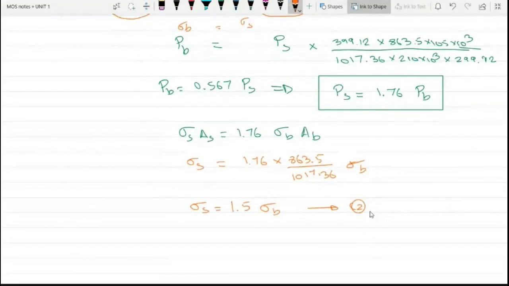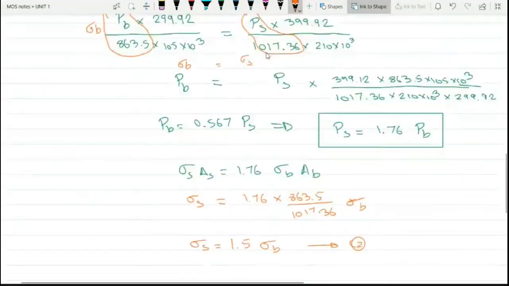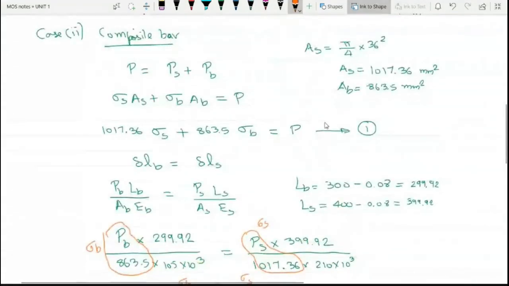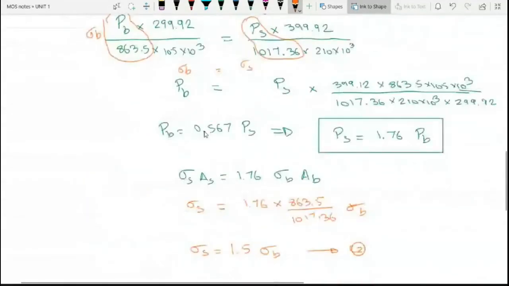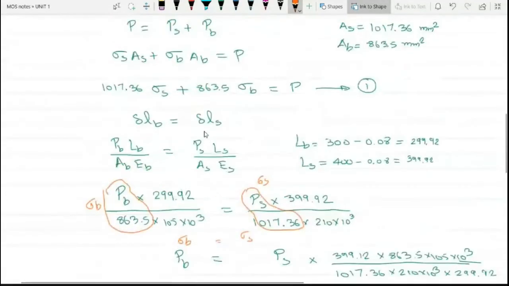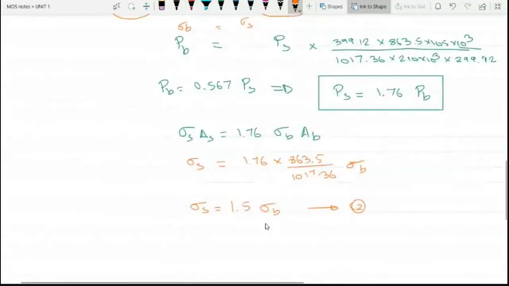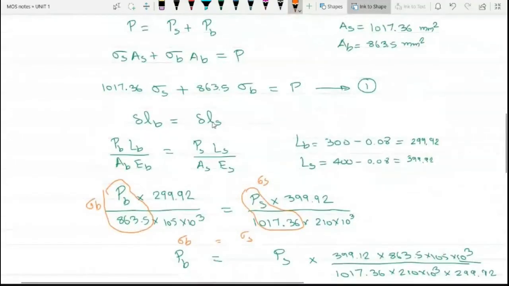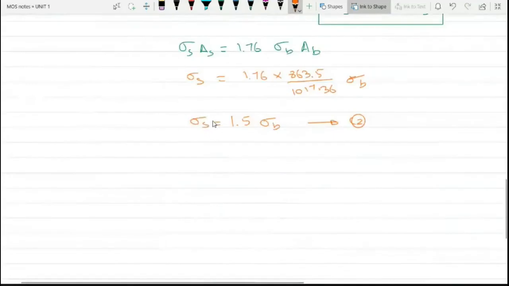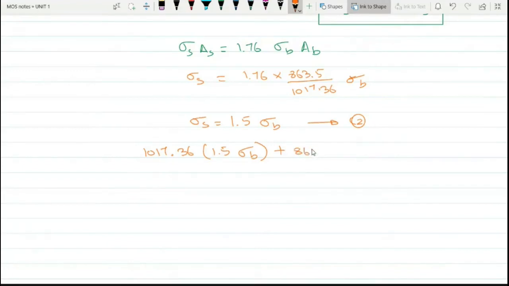Now let me substitute this in equation 1, because everything is in 1 here. When I substitute, sigma S I have to consider as 1.5 sigma B, so 1017.36 into 1.5 sigma B plus 863.5 into sigma B is equal to your value of P.